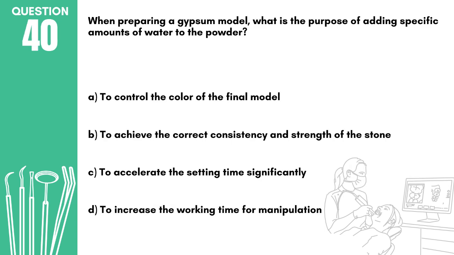Question 40. When preparing a gypsum model, what is the purpose of adding specific amounts of water to the powder? A. To control the color of the final model. B. To achieve the correct consistency and strength of the stone. C. To accelerate the setting time significantly. D. To increase the working time for manipulation.